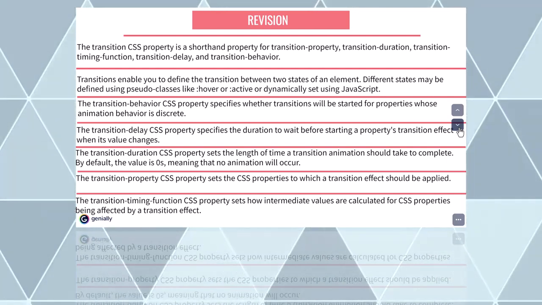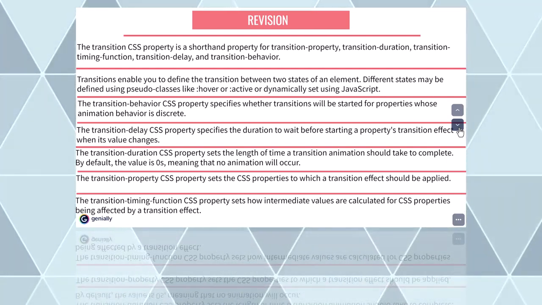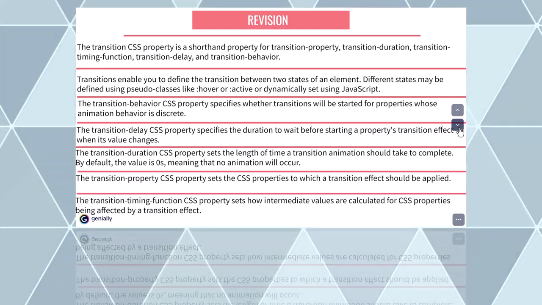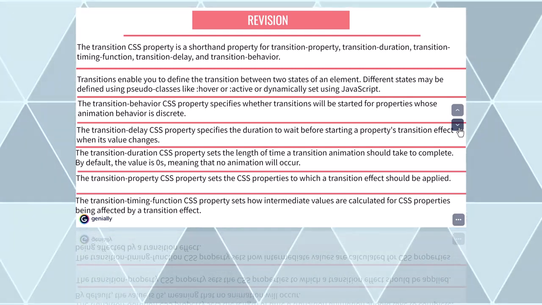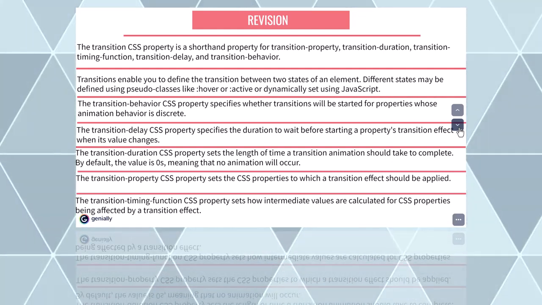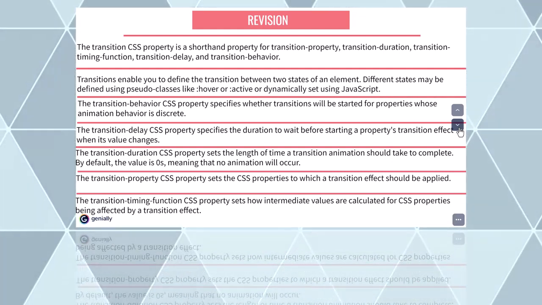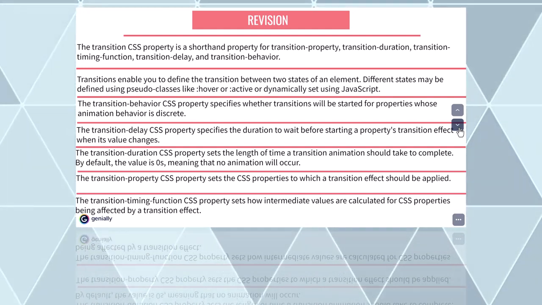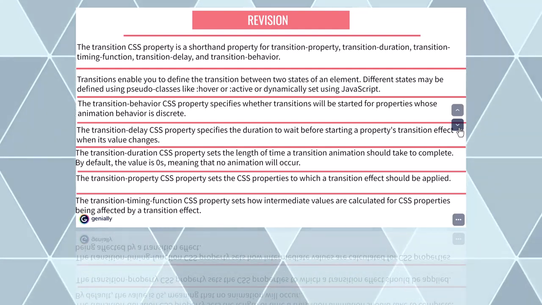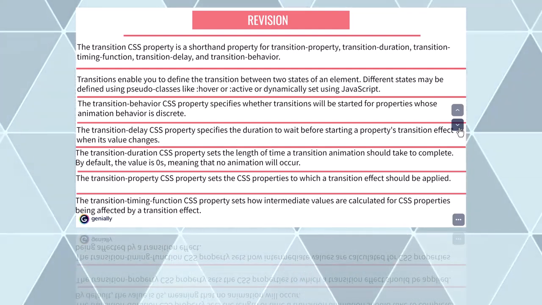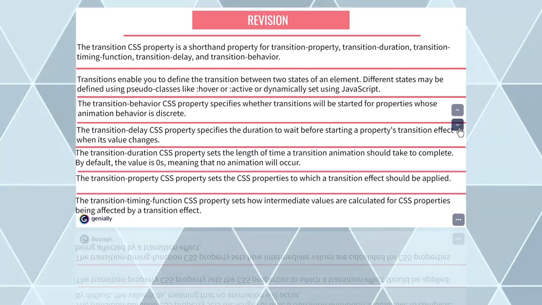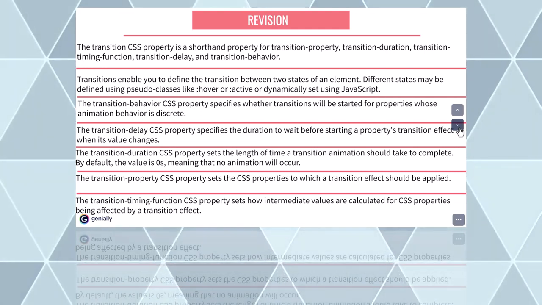Transitions enable you to define transition between two states of an element. Different states may be defined using pseudo classes like hover or active, or dynamically set using JavaScript. So this part is telling us that transition is a way to animate elements based on different states, such as hover or active, or you can set it using JavaScript. Unfortunately for us, we have not reached that part, which is JavaScript. This week we'll be finishing CSS, then next week we'll start with JavaScript. Sorry, we're making the mistake again.